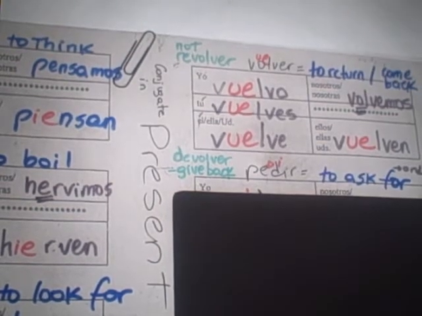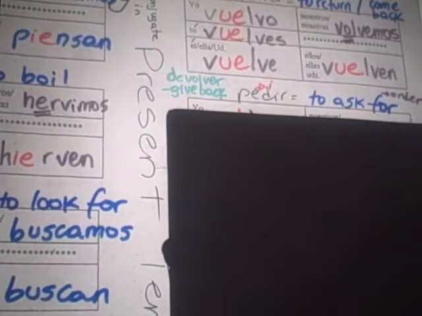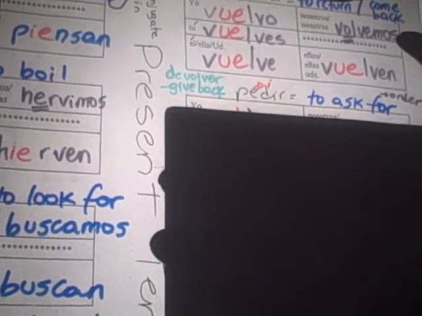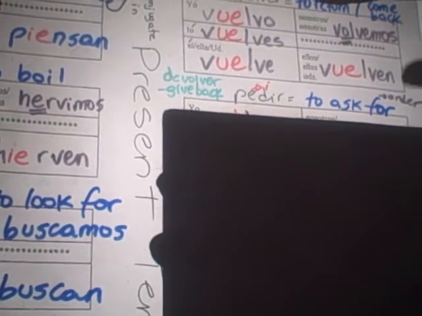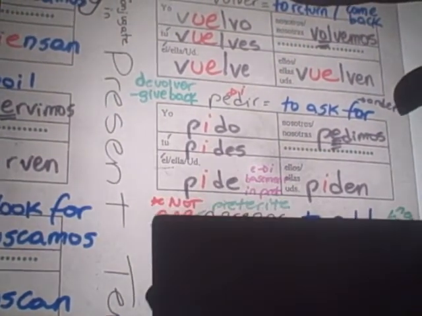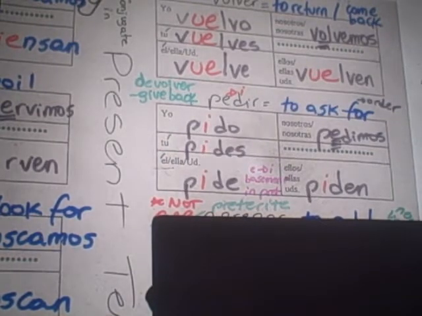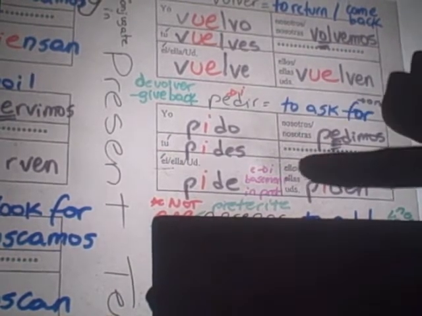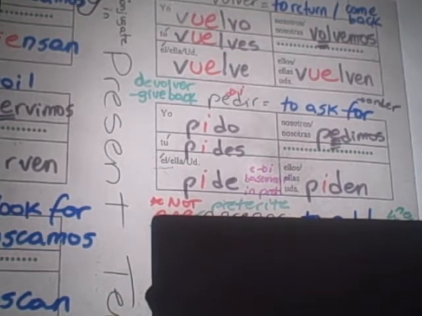Pedir, to ask for or order, one of our restaurant terms, but we can use it with this cooking chapter as well. What changes? E to I. Good. So E to I inside the boot. Inside the boot shape, you change E to I. In the preterite, if we were to do that verb, it would be a basement because it's an IR verb. But we're not worrying about preterite, just refreshing your memory.